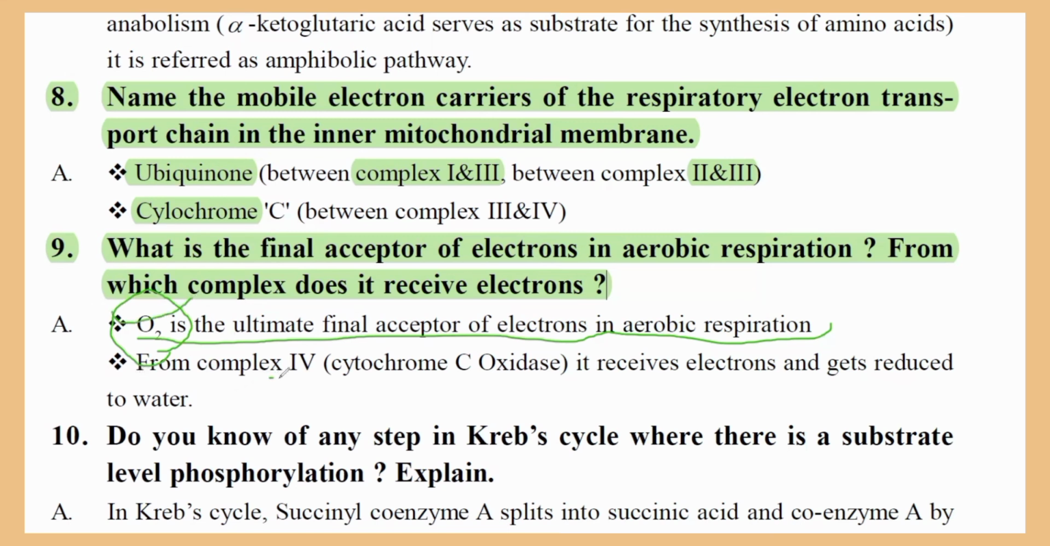From complex 4, that is cytochrome C oxidase, it receives electrons and gets reduced to water. When it receives the oxygen and protons, that is H2O, both become water. From complex 4, it receives the electrons and gets reduced into water. This is you have to keep in your mind. Now the last, 10th question.